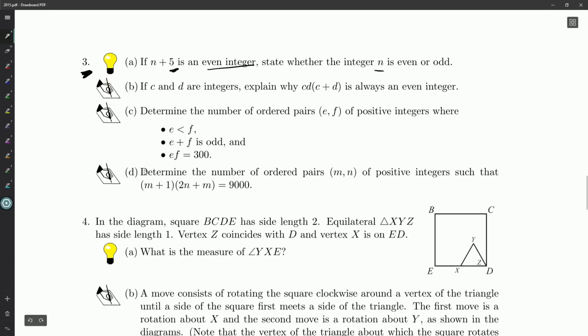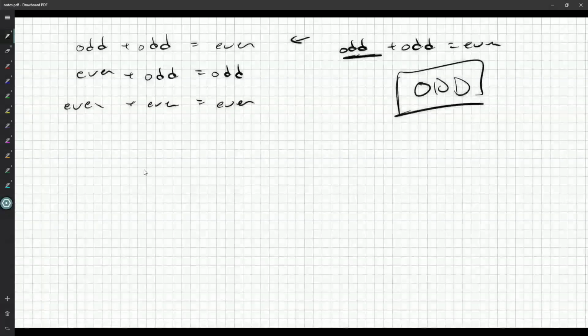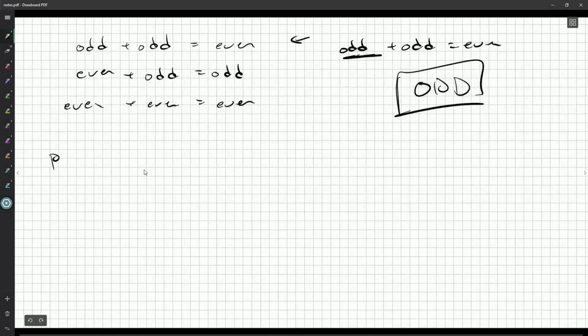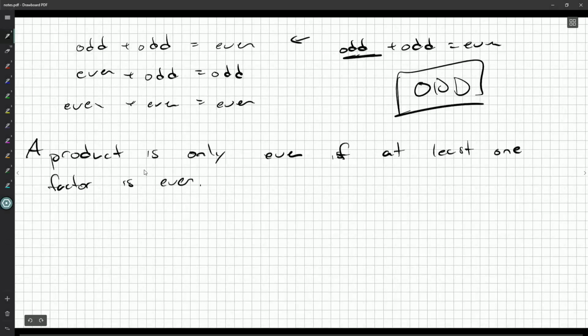B, if c and d are integers, explain why c times d times (c plus d) is always an even integer. So now, instead of addition, we're talking about products. How do you get a product to be an even integer? Well, a product is only even if at least one factor is even. That's a nice true fact.